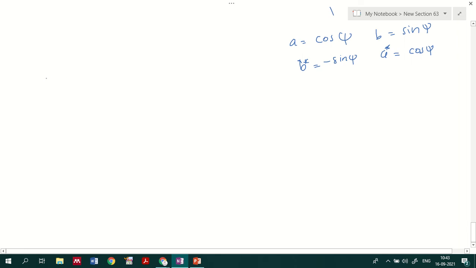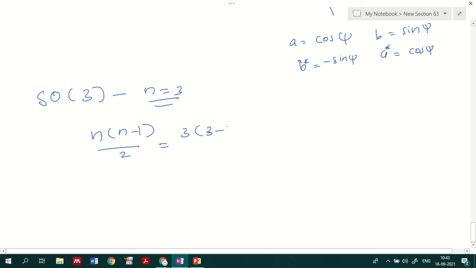Now let me introduce the case of SO(3). SO(3) means the special orthogonal group of order 3. So in this case n is equal to 3. When n equals 3, using the equation n(n-1)/2, that is 3 into 3 minus 1 divided by 2, which is 3 into 2 by 2, that is 3. So we will have 3 independent parameters in this case.